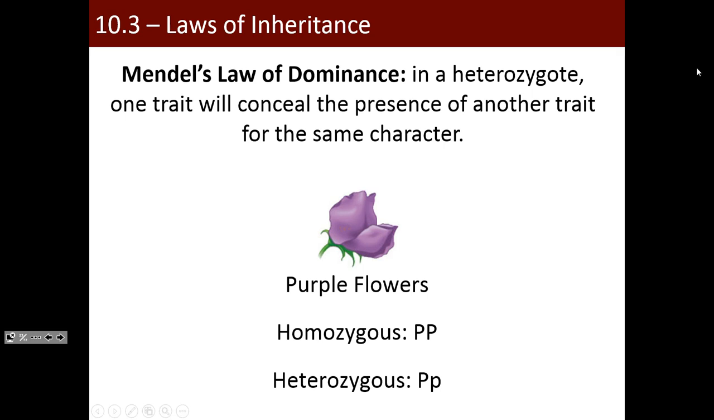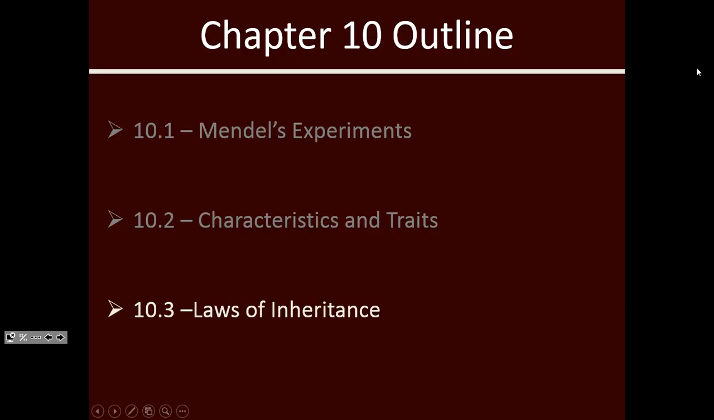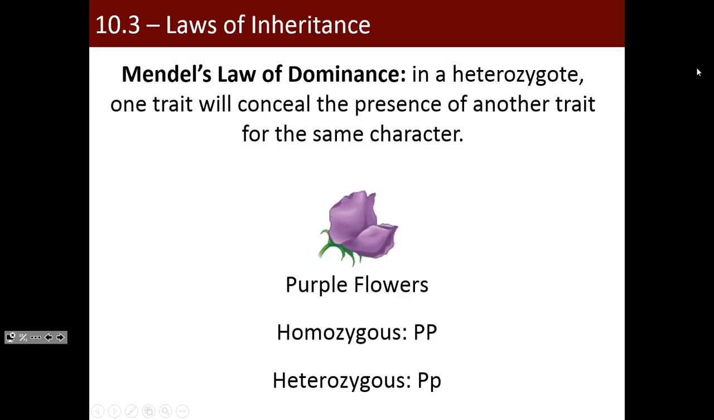Okay, so actually if I go back one slide, this is moving into the laws of inheritance, section 10.3. We did all the review stuff in lab last week. And we said that the first law of inheritance is Mendel's law of dominance. We said this in lab last week. Basically, this says that in a heterozygote, one trait will conceal the presence of the other trait of the same character. So we looked at color and shape of corn kernels in lab last week.